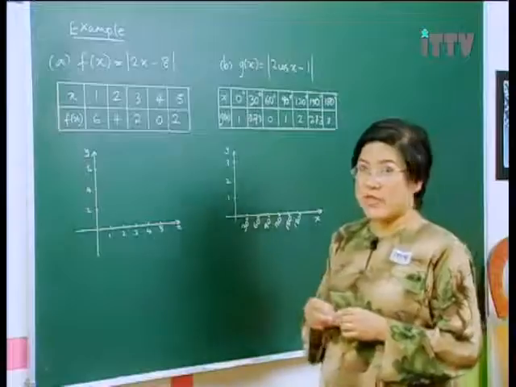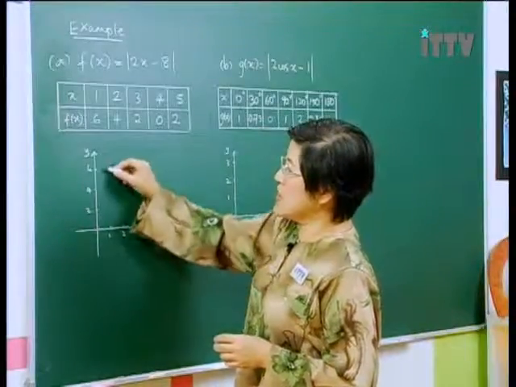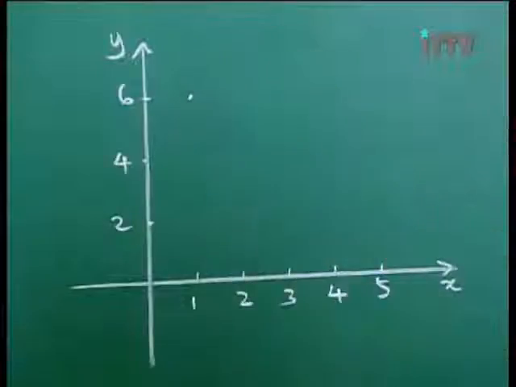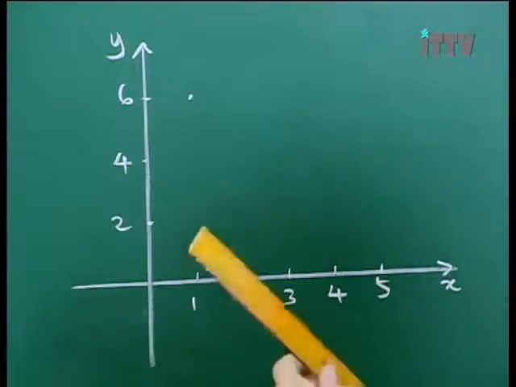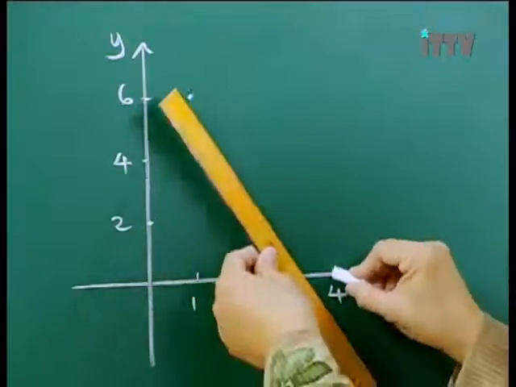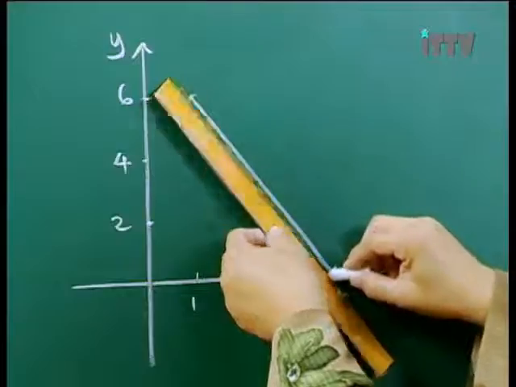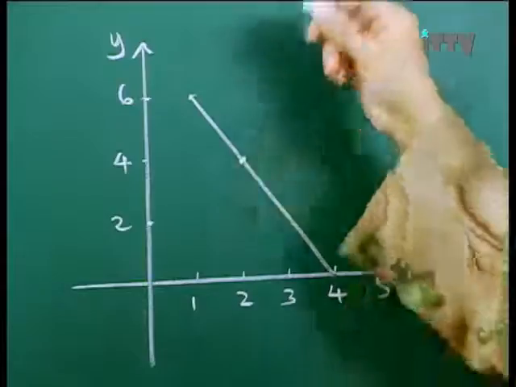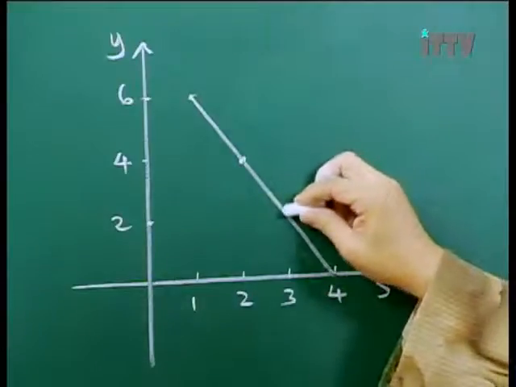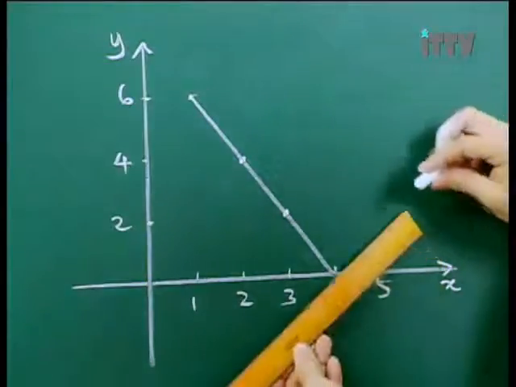Well, if we plot the values in, we will find that for x equals 1, your function is 6, giving us that point over there, followed by (2, 4), (3, 2), and (4, 0). We'll find that we can get a straight line that appears in this form. Let me just fill in the values to show you. This will be (2, 4) and (3, 2). Finally (4, 0), followed by (5, 2).